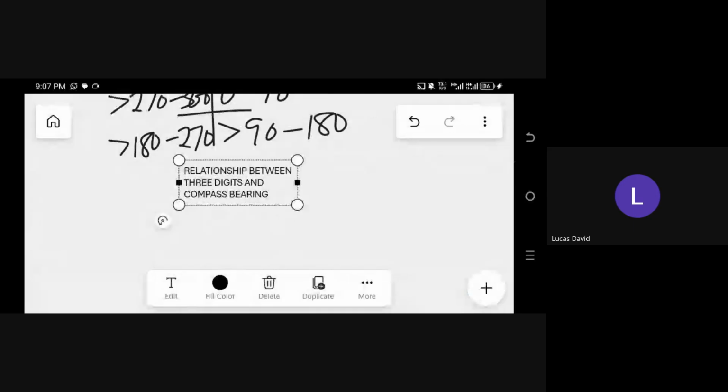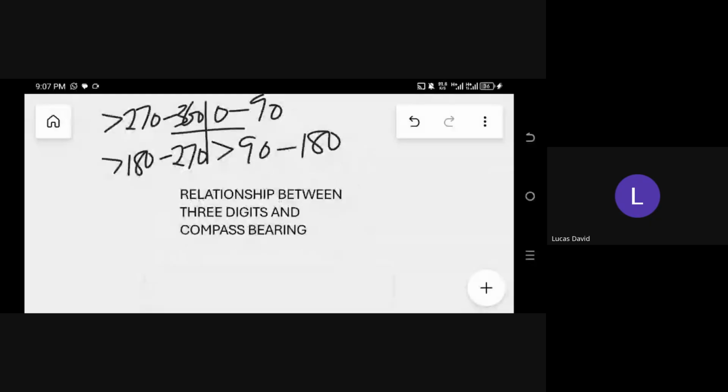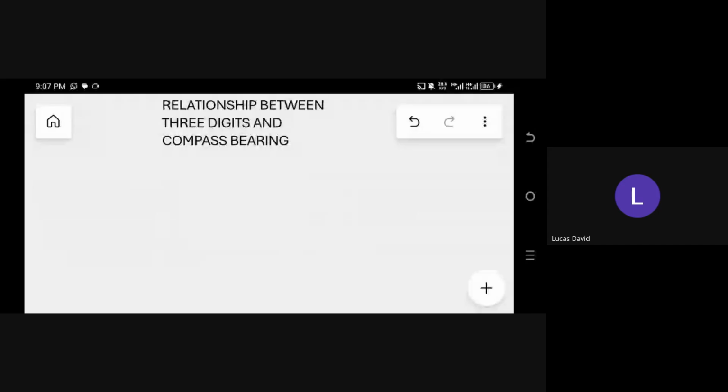Okay, all right. So this is what we're looking at now: the relationship between three-digit bearing and compass bearing. We're looking at this to see how we can differentiate three-digit bearing and, of course, compass bearing.